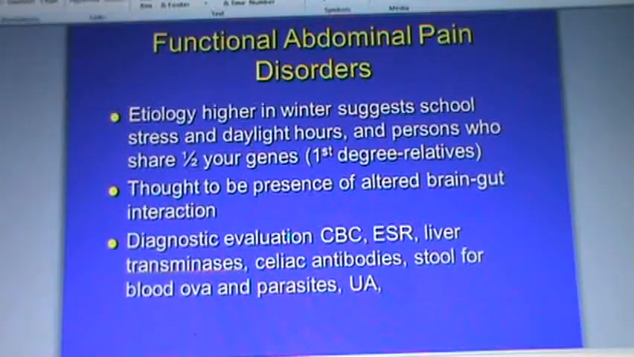Diagnostic evaluation is a CBC and ESR. What is an ESR? Liver transaminases, celiac antibodies, and stool for blood, ova, and parasites, and a urinalysis.